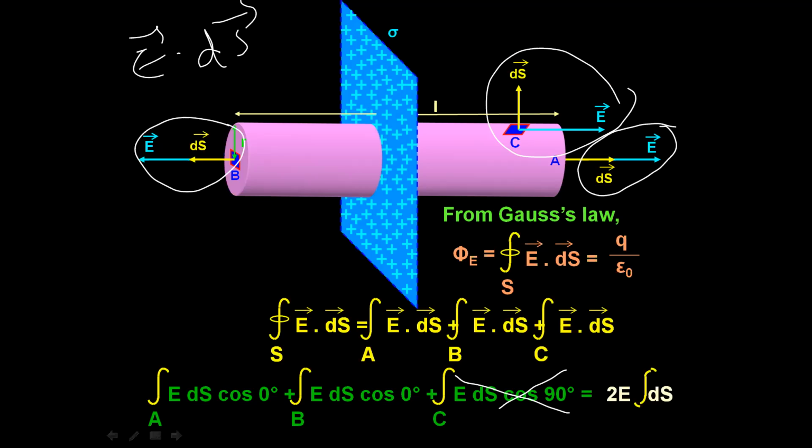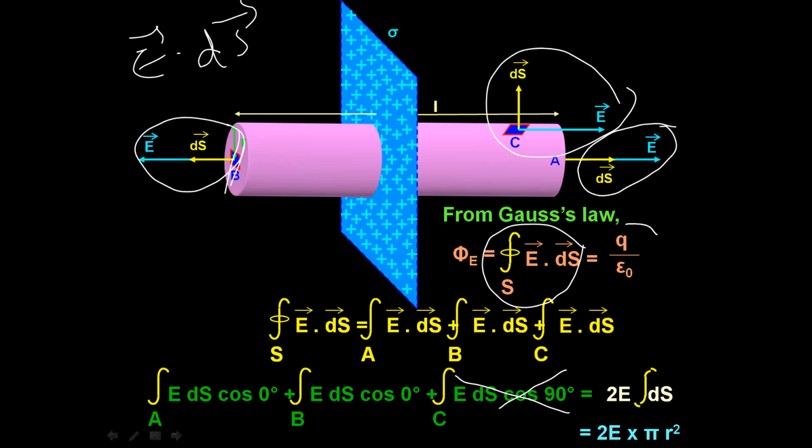So E ds plus E ds means you can take 2E as common factor outside, integral ds. Integral ds means over the surface A and B, which means it is going to be the cross-sectional area of the cylinder. What is the equation for cross-sectional area of the cylinder? Yes, it is nothing but pi r square. So you can write 2E into pi r square. This is the value of E dot ds. Surface integral E dot ds, we got it as 2E into pi r square.